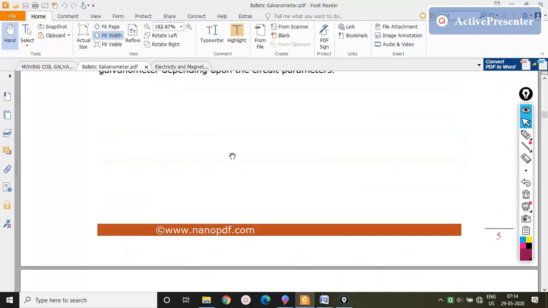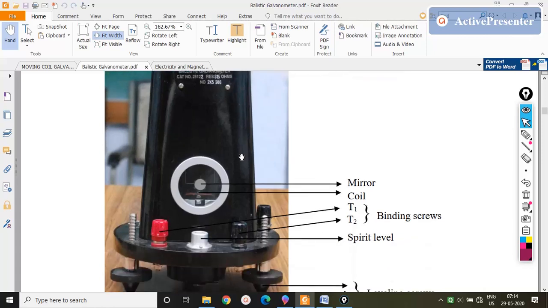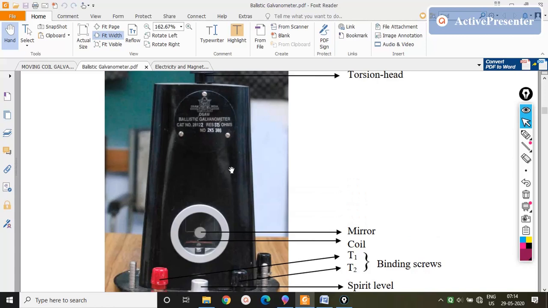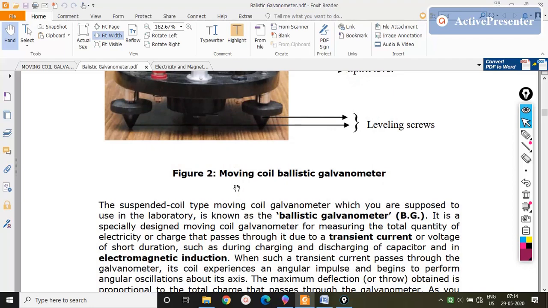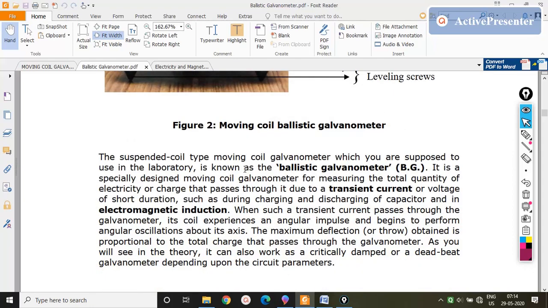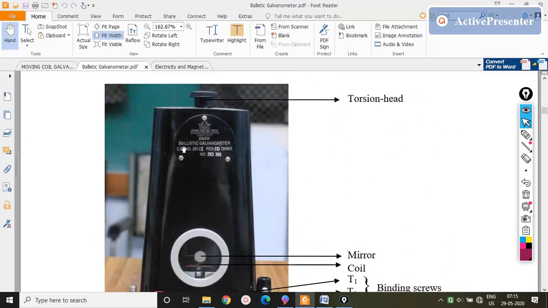Here I would like to add that this ballistic galvanometer, which you use in the laboratory, although it is written as ballistic galvanometer, you can use it as dead beat, as critically damped, or as ballistic. The whole thing depends on how you arrange the resistances of the circuit. This we will discuss in a later class: depending upon the circuit parameters you will be able to use it in all three situations. However, its name is ballistic galvanometer, it's a D'Arsonval type galvanometer with a suspended coil.